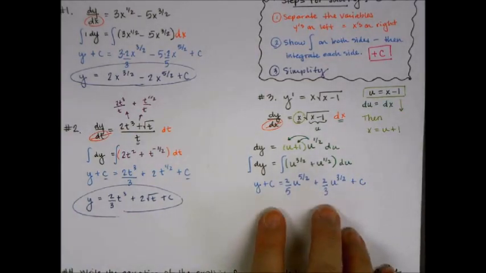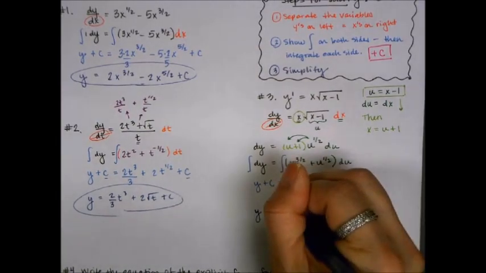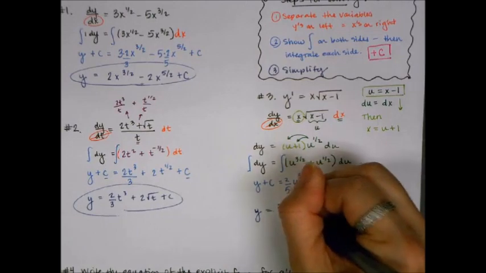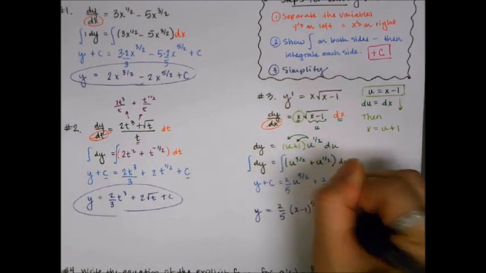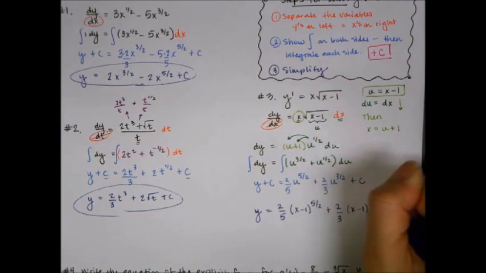So the final step here, y is equal to 2/5 of x minus 1 to the 5/2 plus 2/3 of x minus 1 to the 3/2 plus c.